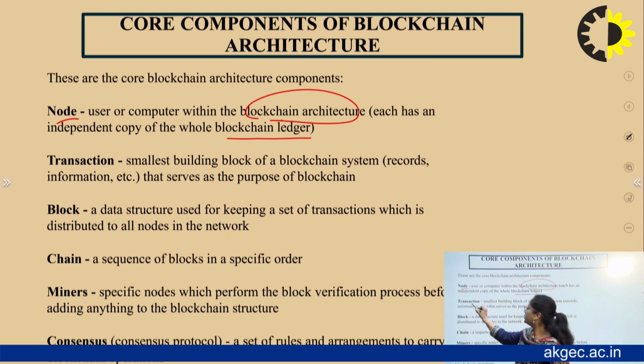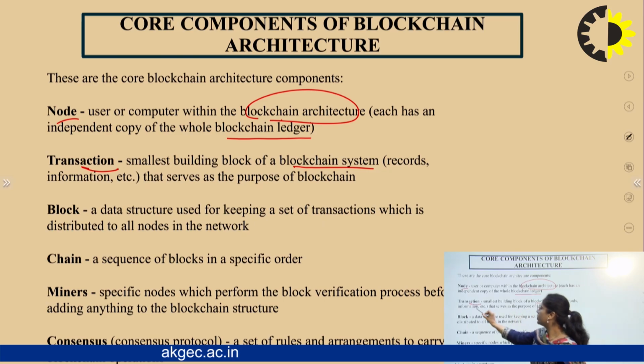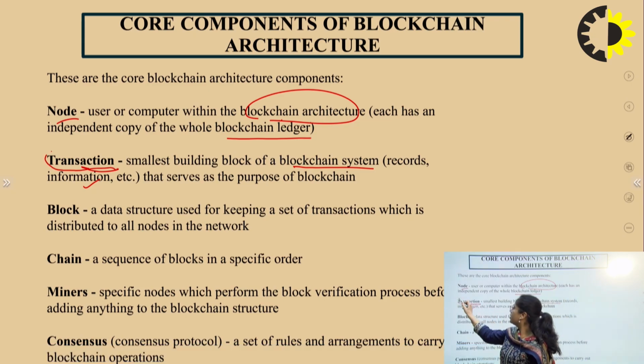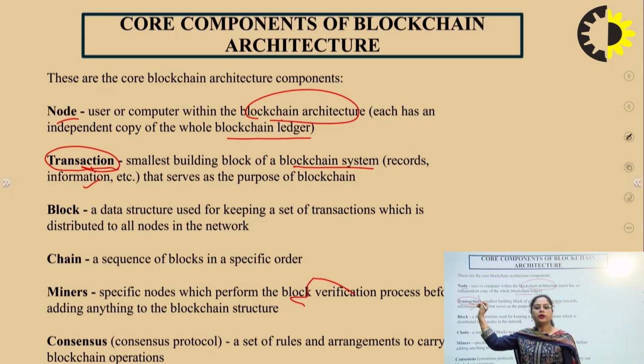Okay. After that, what are transactions? This is the smallest building block of the blockchain system. Records or information is stored here in the transaction, which serves the purpose of blockchain. Transaction is all the types of data which are routed in the decentralized network. What happens in the transactions? We transfer some money from A to B. That money, that asset, that value will be the transaction.